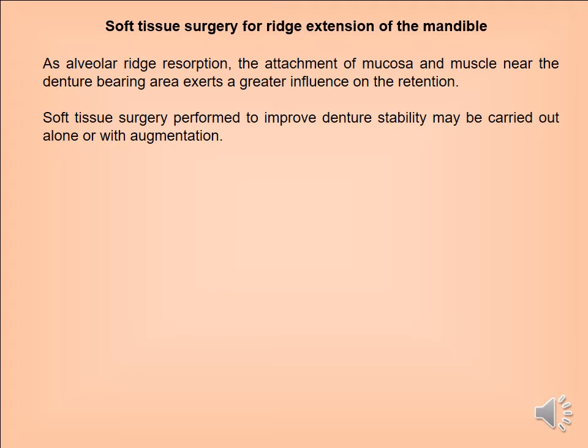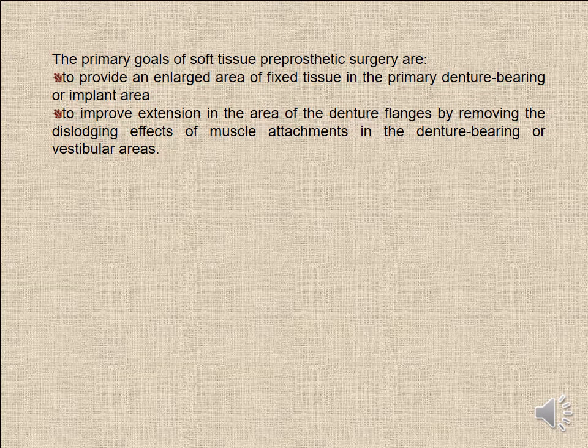Another topic in pre-prosthetic surgery is soft tissue surgery for ridge extension of the mandible. As the alveolar ridge resorbs, the attachment of mucosa and muscle near the denture-bearing area exerts a greater influence on retention. Soft tissue surgery performed to improve denture stability may be carried out alone or with augmentation. The primary goals of soft tissue pre-prosthetic surgery are, first, to provide an enlarged area of fixed tissue in the primary denture-bearing or implant area, and second, to improve extension in the area of the denture flange by removing the dislodging effect of muscle attached in the denture-bearing or vestibular area.